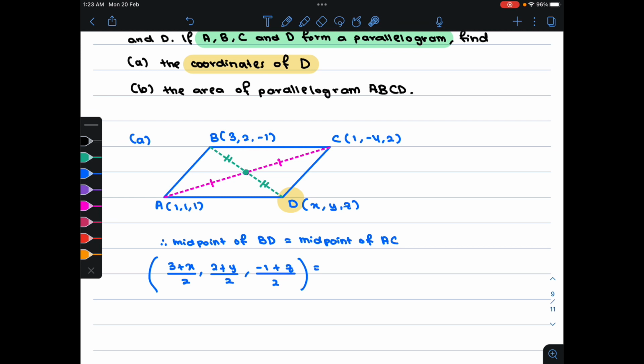Next, we're gonna do the same thing for the midpoint of AC. This is coordinate A, this is coordinate C. So let's do the x coordinate of this midpoint using A and C. So for x, it's gonna be (1 + 1) divided by 2. For the y coordinate, it will be (1 + -4) divided by 2. And for z, it will be (1 + 2) divided by 2.